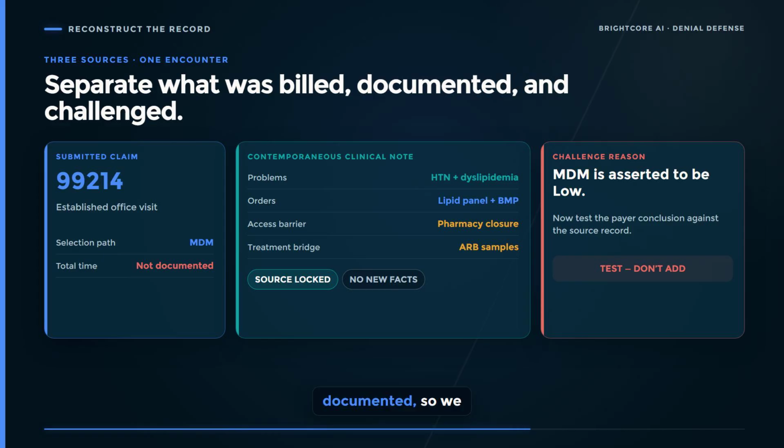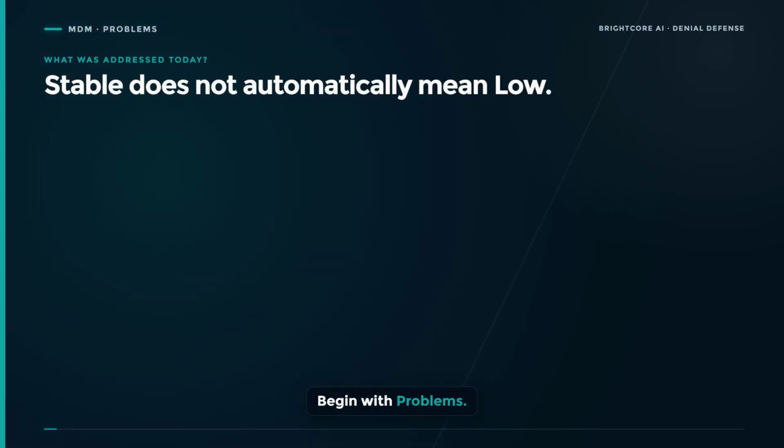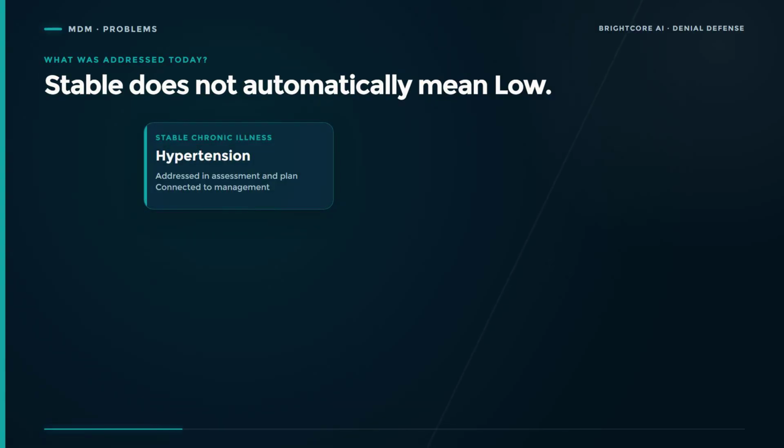No total time is documented, so we cannot switch to time now. MDM is the available selection path, and the challenge is specific. The payer's review says that MDM is low. Now we can test that conclusion against the record, without adding anything to it. Begin with problems. The question is not, which diagnoses appear somewhere in the chart? It is, which problems were addressed during this encounter?